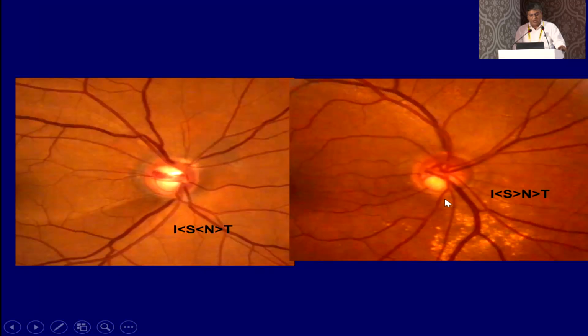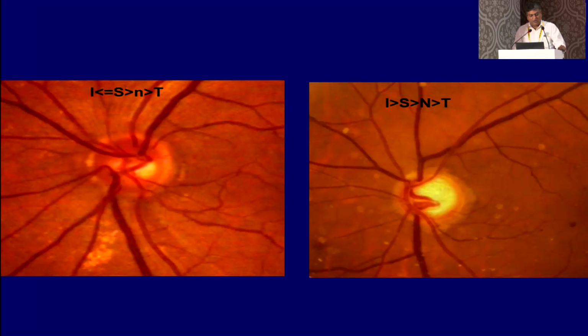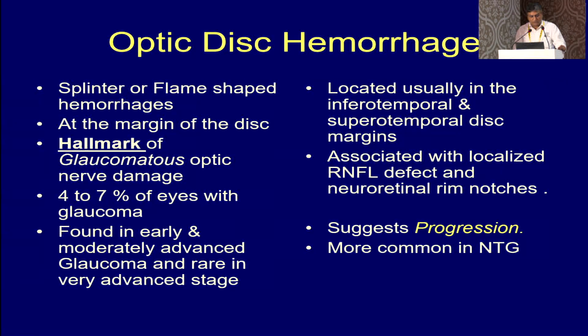Similarly, in this disc, the inferior quadrant is very thin. So we should always look for the ISNT rule, whether it is being followed or not. In this picture also, the ISNT rule is not being followed. So these discs have signs of glaucomatous optic neuropathy, which can be easily diagnosed. So next comes the status of the optic disc hemorrhages.